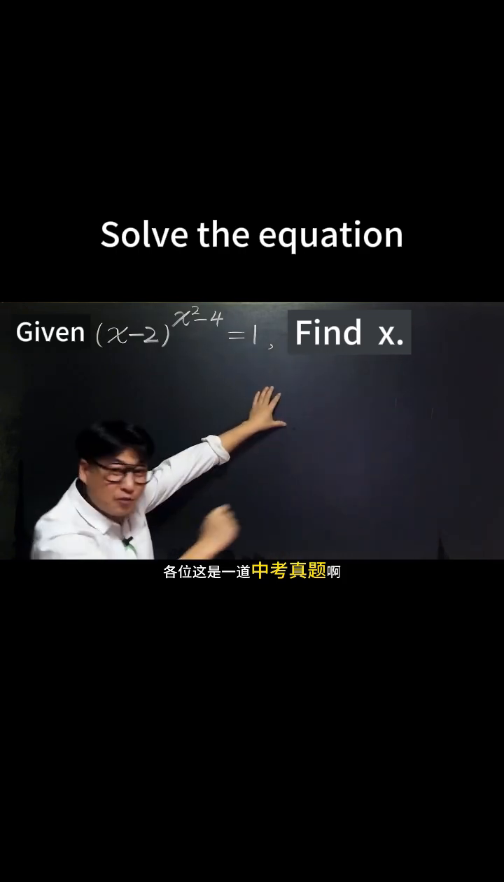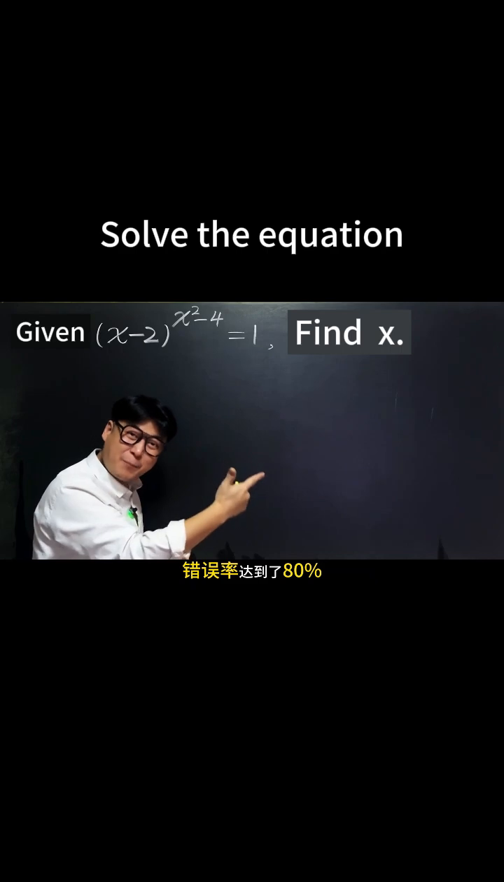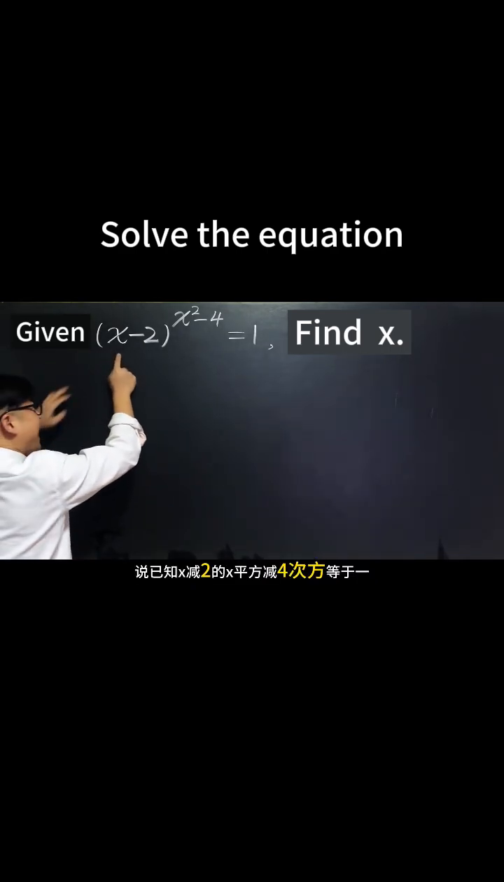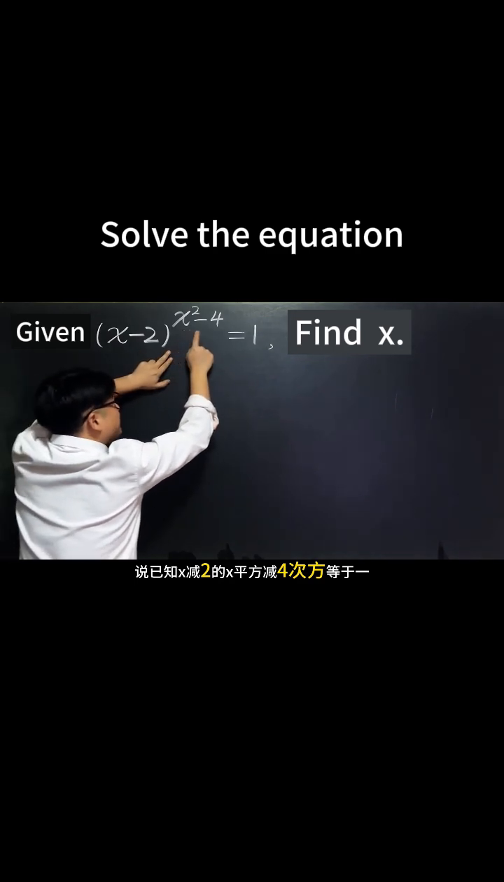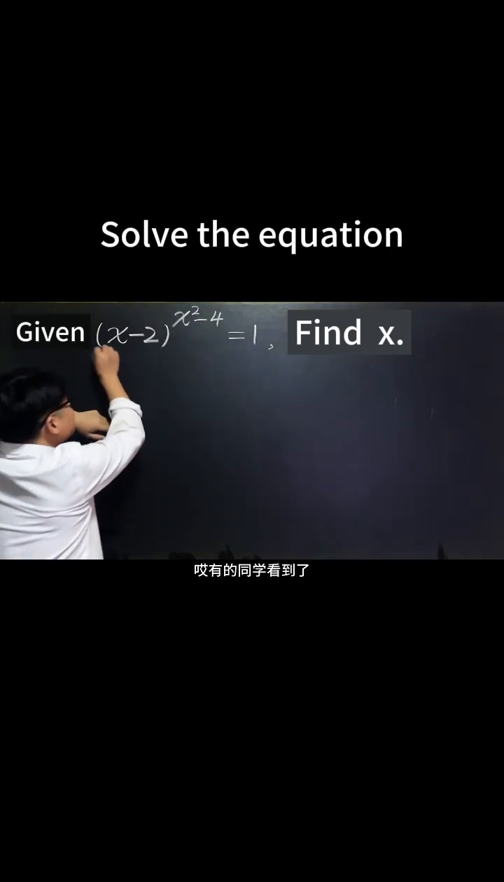Everyone, this is a question from the high school entrance exam with a false answer rate as high as 80%. Let's see if you can get it right. The question states, given that (x minus 2) to the power of (x squared minus 4) equals 1, find the value of x. Some students have already seen it.